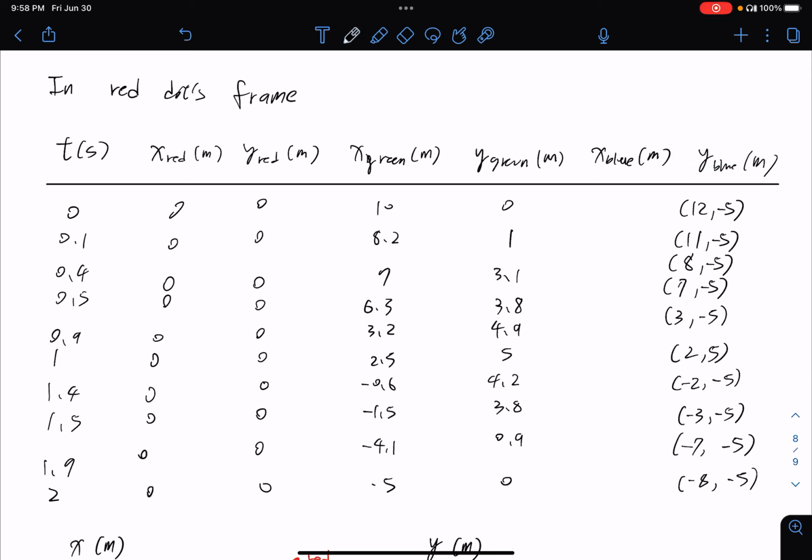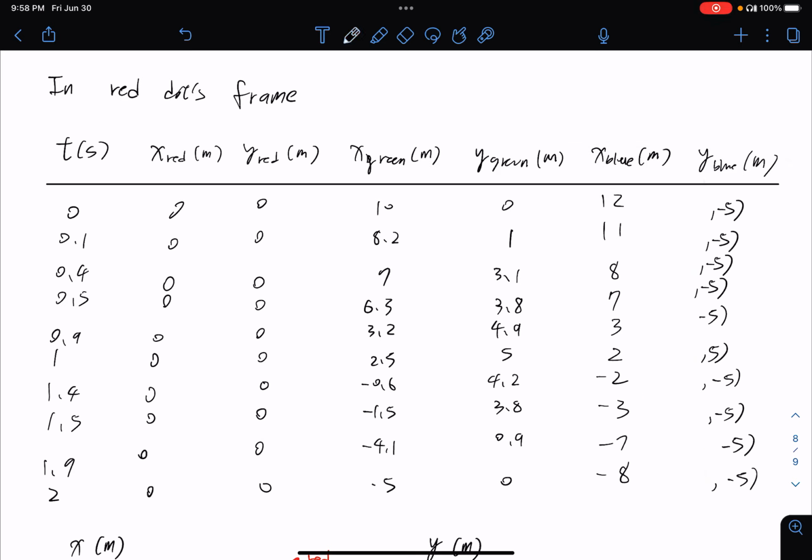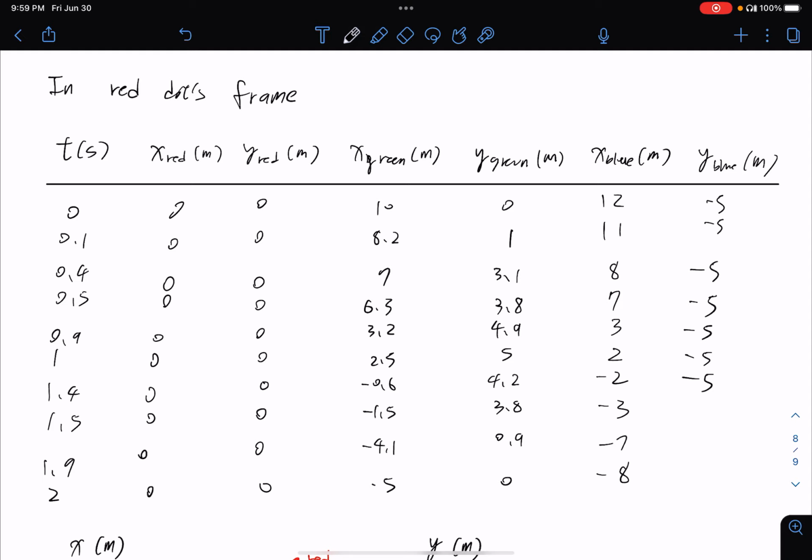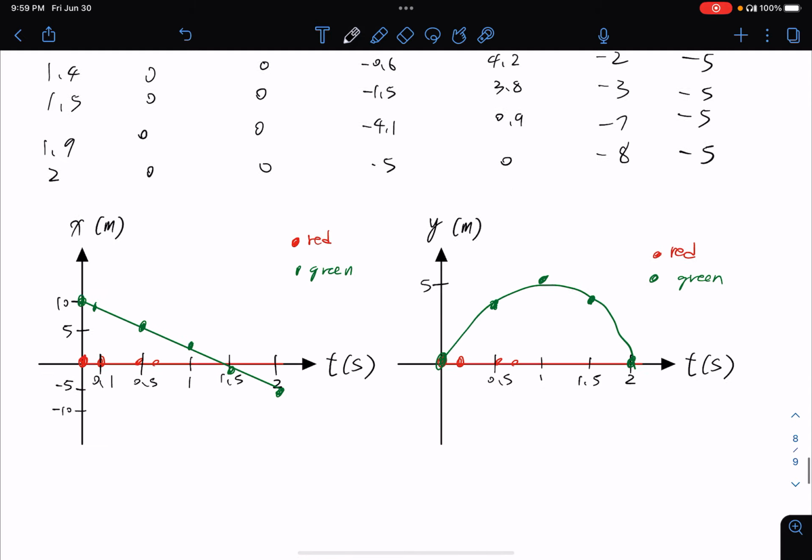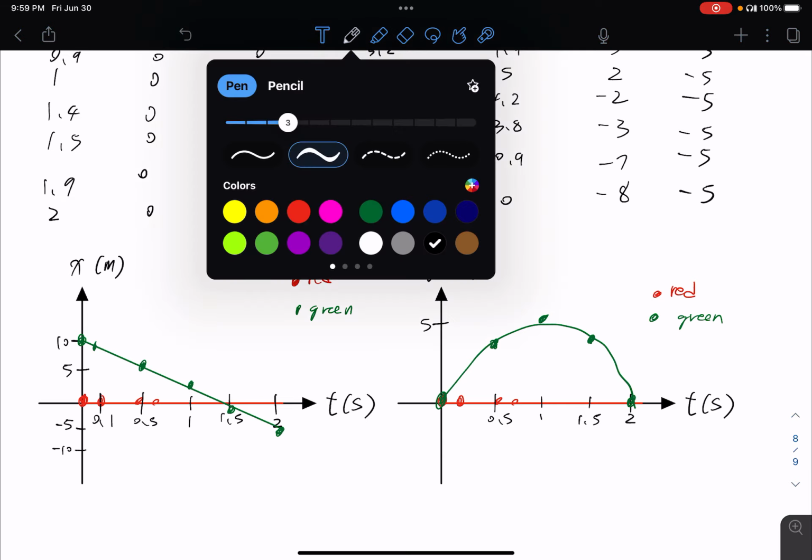The x position of the blue dot goes from 12, 11, 8, 7, 3, 2, -2, -3, -7, -8. And for the y position, I need to add more. It's always -5. Yay! I don't need to take time to remember it. It's always -5. -5, -5, -5, -5, -5. Okay. So now I'm ready to plot the xt graph and yt graph for the blue dot.